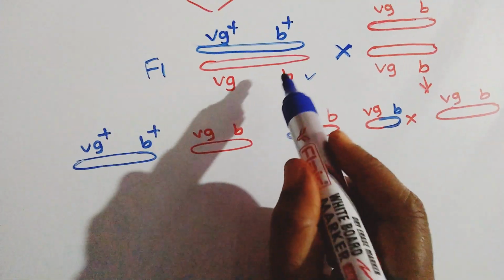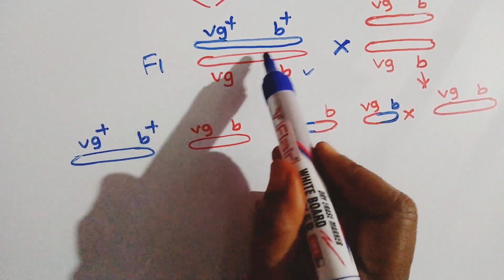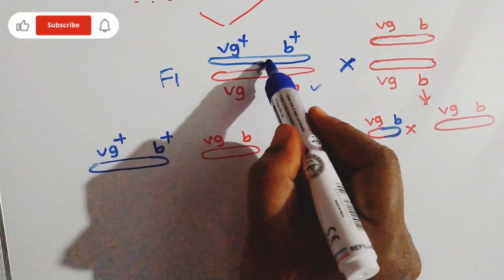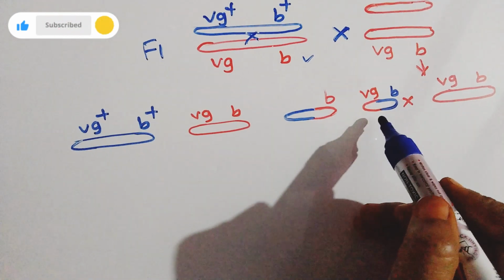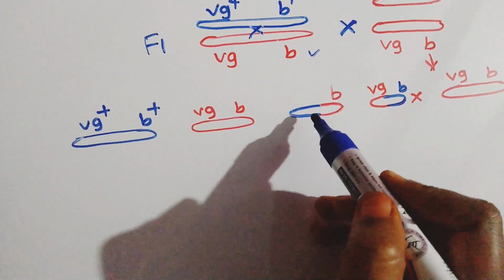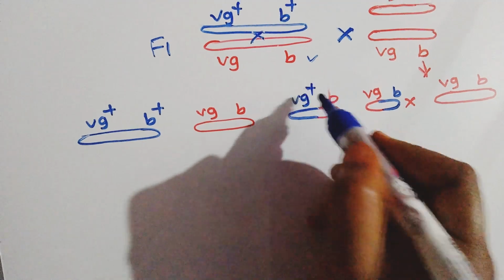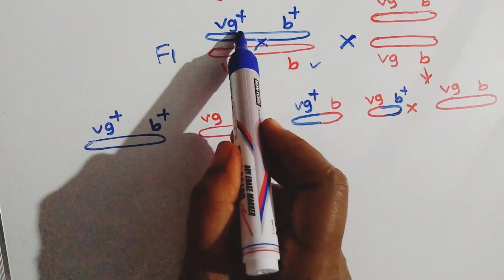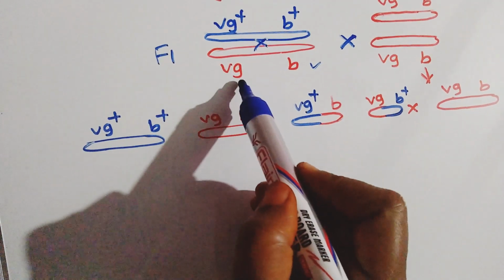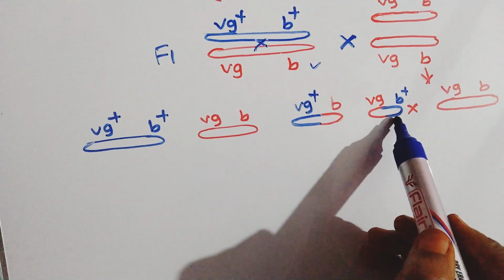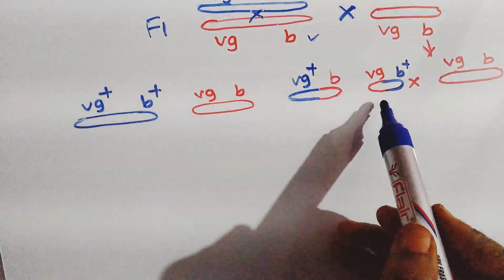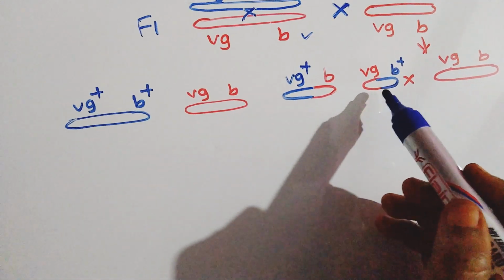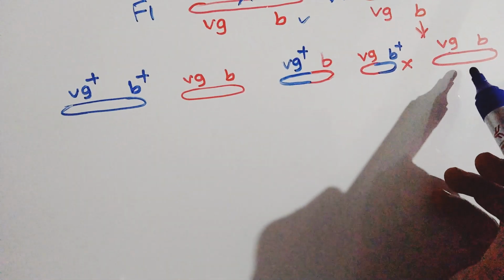Here we get one wild chromosome and one mutant chromosome, and by the recombination in between these two we get two gametes. This is Vg plus and this is B plus. By the recombination, Vg plus B is the first gamete and Vg B plus is the second gamete. So these four gametes are going to fuse with this gamete, and we are going to get offspring.